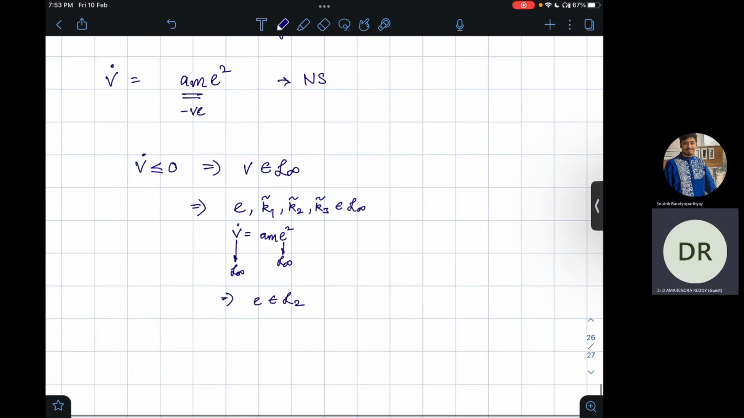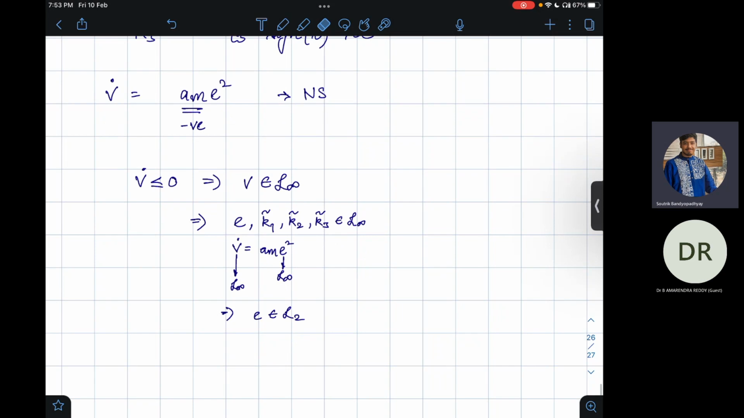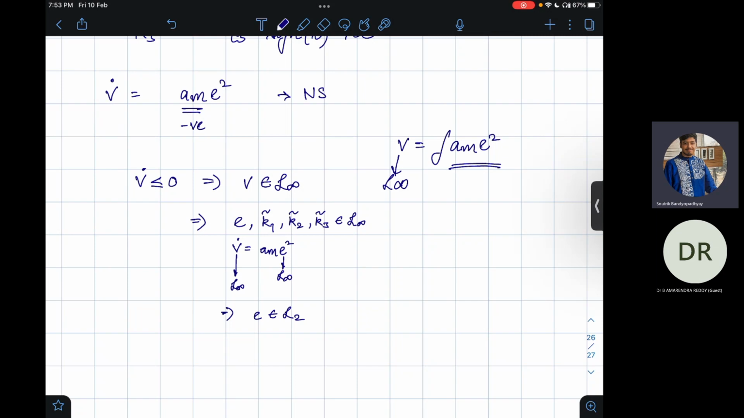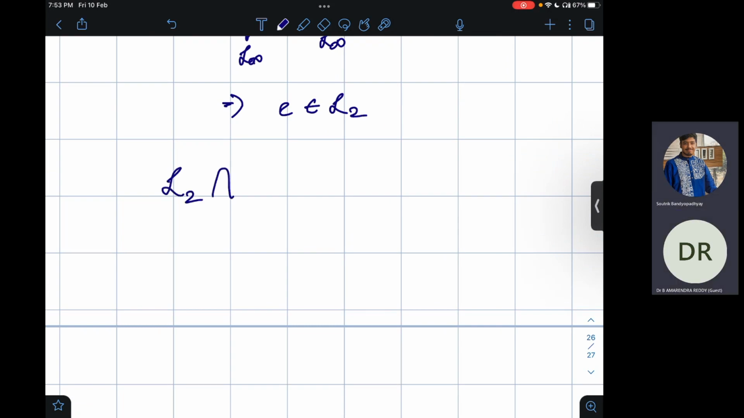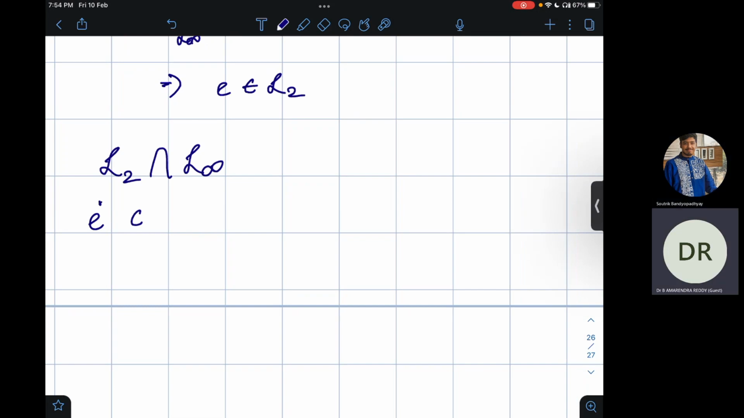Because V is a function of e squared, V is essentially the integration of am e squared. Since V is bounded, this is square integrable. In the previous week, we discussed that if a signal is L2 and L infinity, then by Barbalat's lemma, e is both L2 and L infinity, and e dot is bounded.